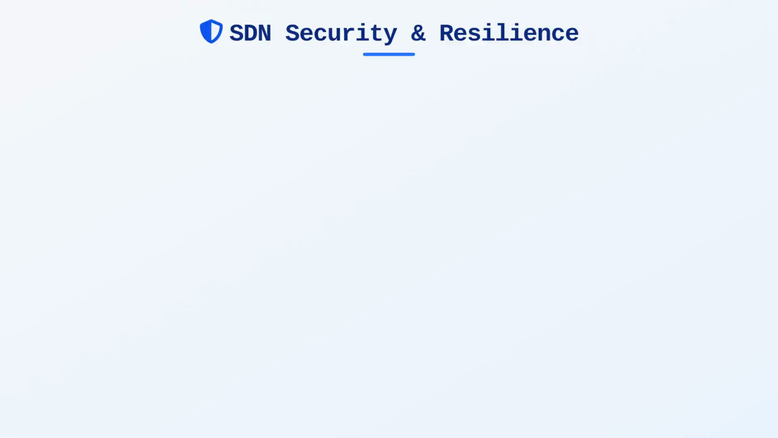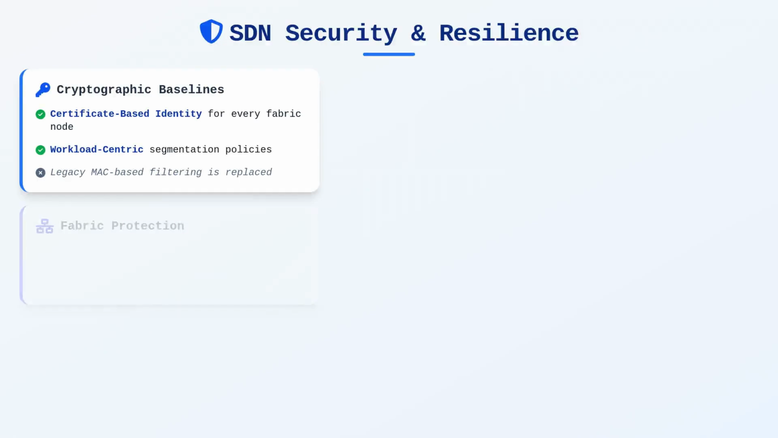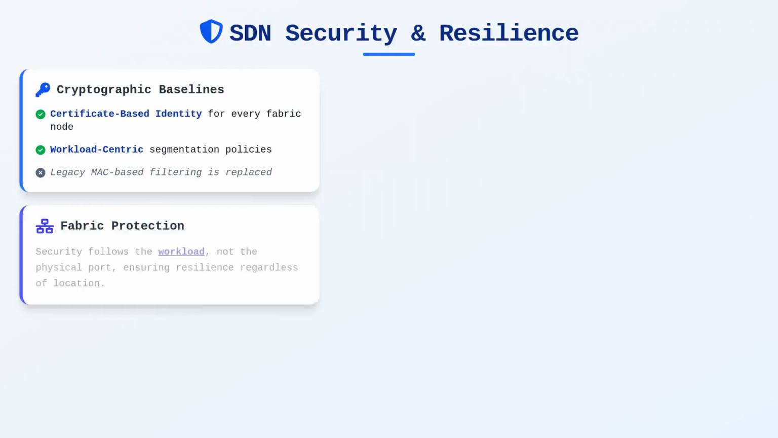Security within an SDN environment depends heavily on established cryptographic baselines for device authentication and data path protection. Unlike legacy systems, where port security might involve simple MAC-based filtering, modern SDN environments utilize certificate-based identity for every participating node in the fabric. This provides a resilient foundation that allows for the implementation of segmentation policies that follow the workload rather than the physical port.